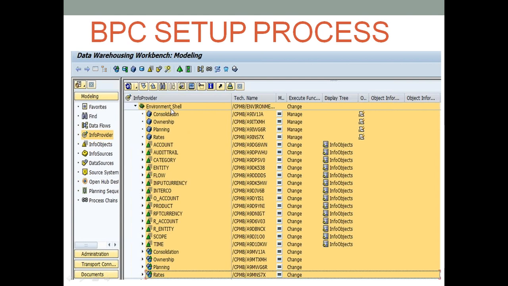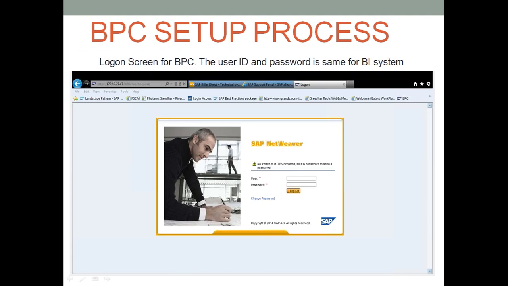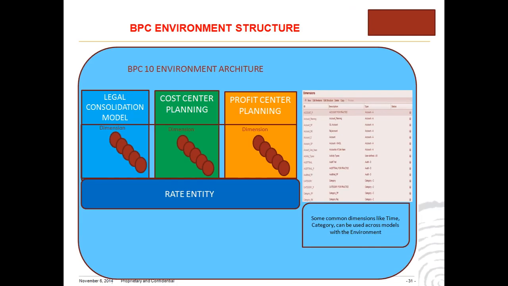Apart from that, this is my InfoProvider. These are my InfoQueues. These are my InfoObjects, as I said, which start with my CPMe technical name. This is my portal. This is the architecture: legal consolidation model, cost center planning, profit center planning. Apart from that, we have a number of plannings, HCM planning, revenue planning.